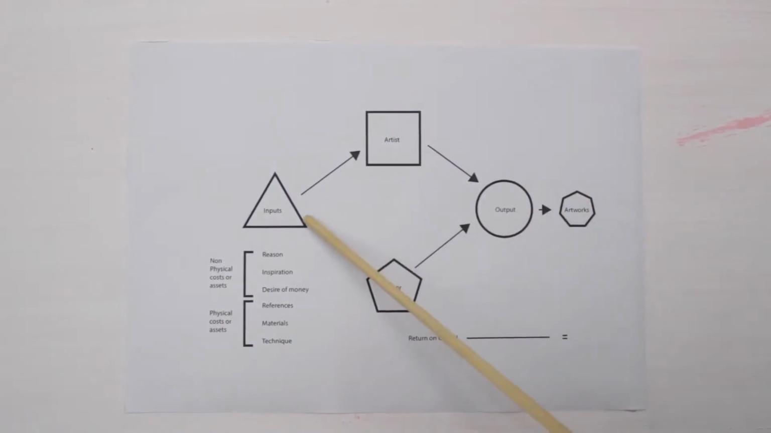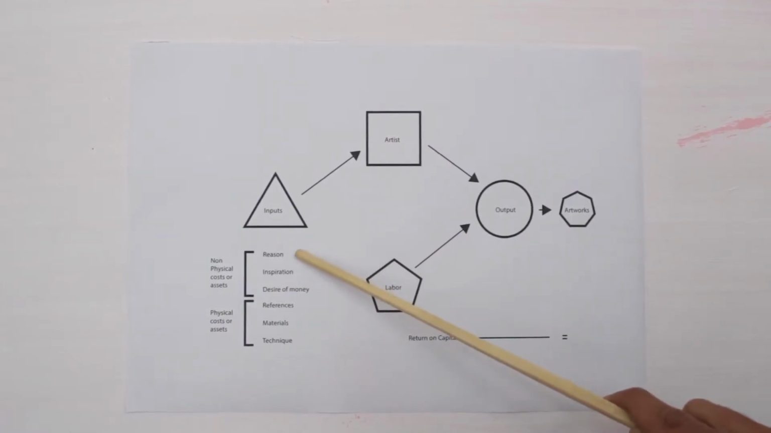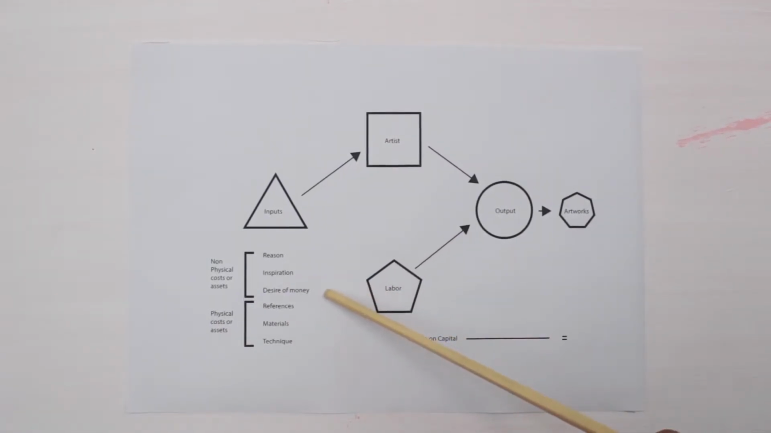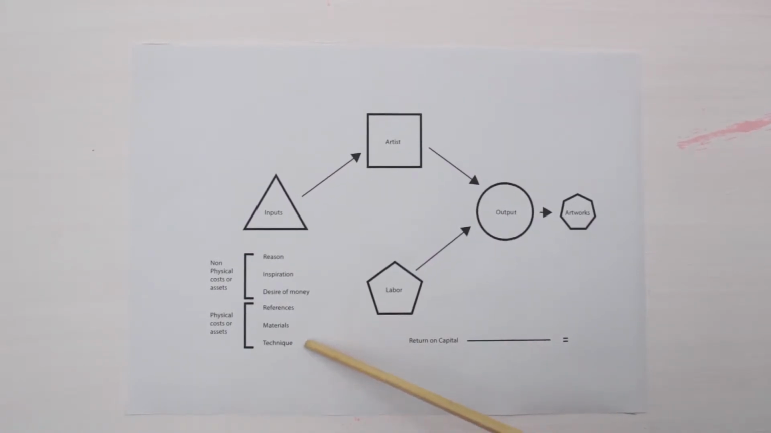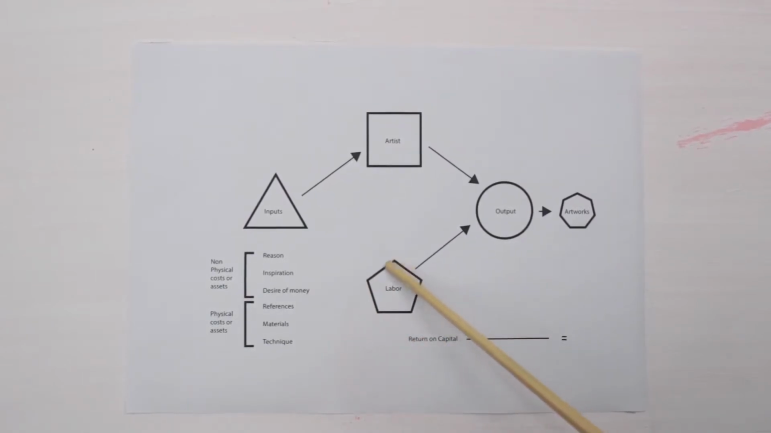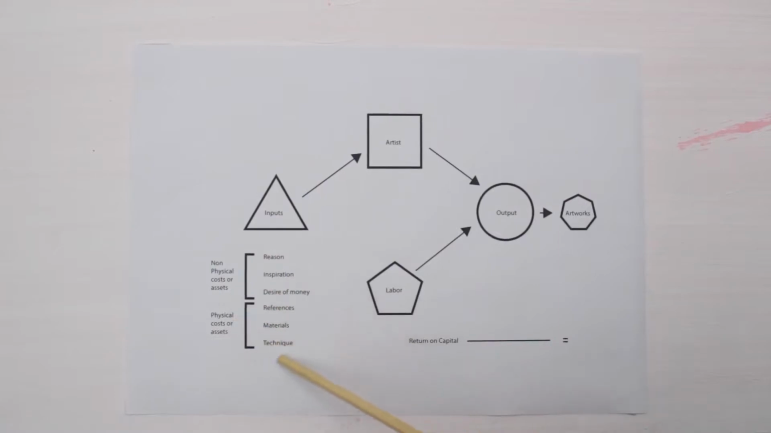Now, think you are an artist, and your output is to make artworks. Your inputs may vary, depending upon your type. But here, for example, we have put some key features that might count as inputs, like reason, inspiration, desire for money, references, materials, technique, and so on. Another key factor of artistic production is the labor. Now all your inputs are considered as capital of your art production. Let's see how it works.